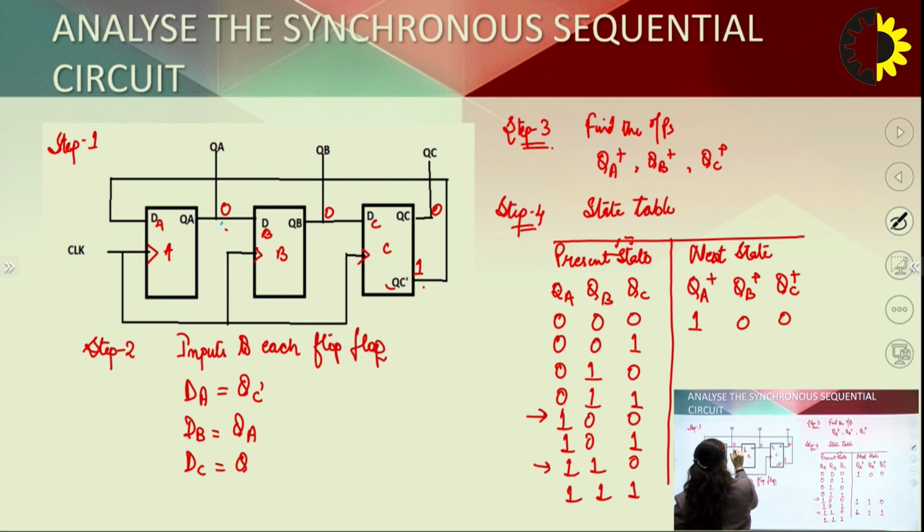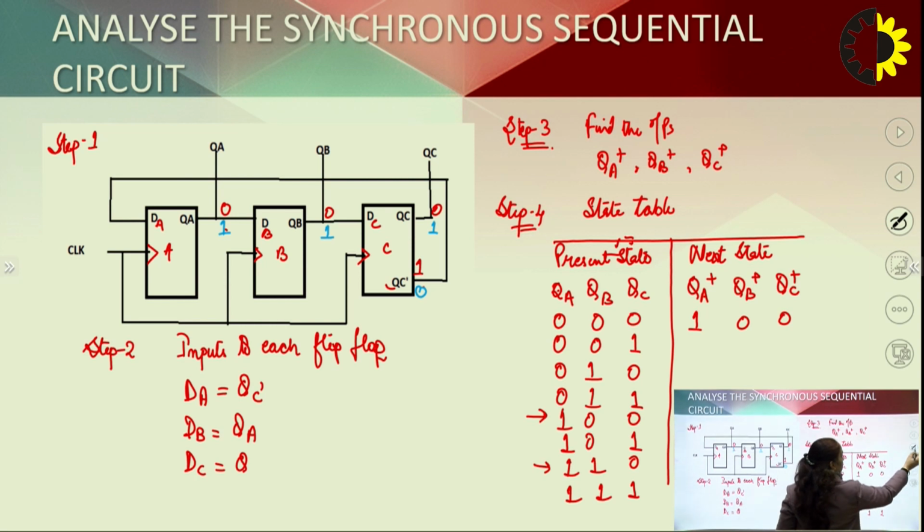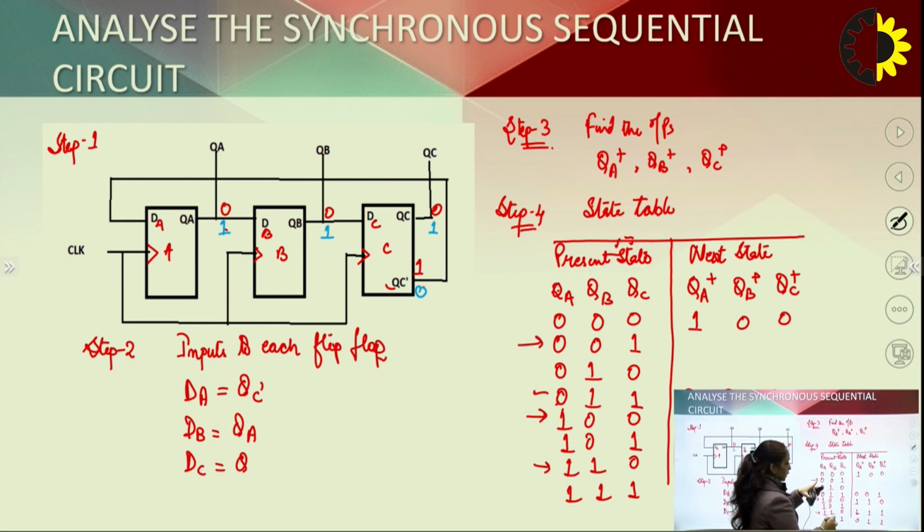Now I have here the state 1 1 1. Here QC bar will be 0, so 0 will be connected to DA. So now I'm going to have 0 1 1. Now I have reached this stage 0 1 1. Now I am having 0 0 1. Now I have reached this stage 0 0 1. Now I'll have 0 0 0, right?